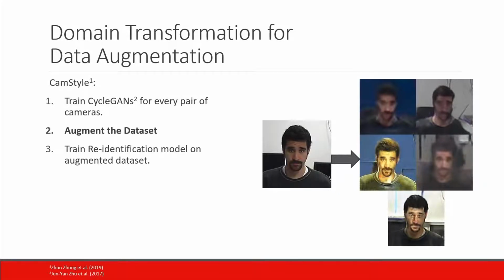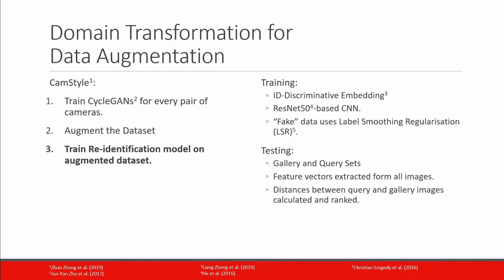This is what the second step consists of, augmenting the dataset. Every single image in the training set from every camera is transformed into every other camera. This effectively multiplies the number of images in our training set by the number of cameras in the dataset. The final step of the CamStyle system is to train a standard Re-ID model on the augmented dataset. The key thing to note here is that no domain transformations occur during the testing phase.